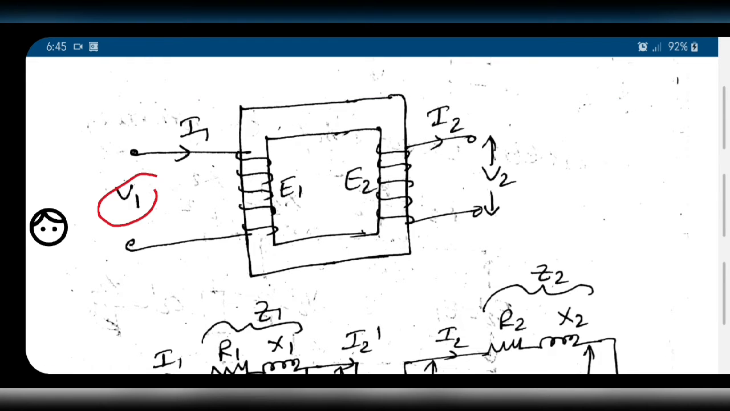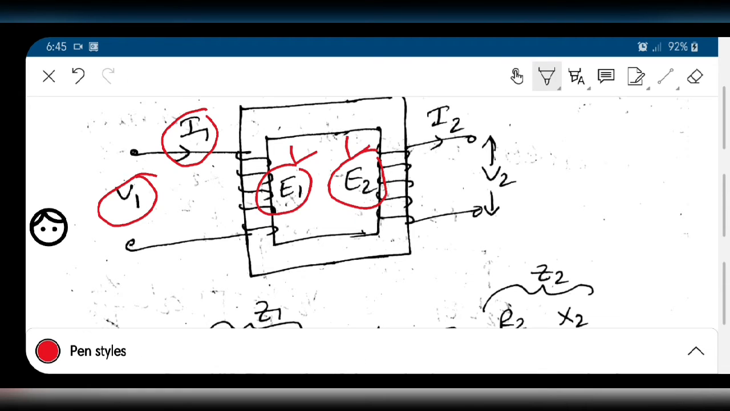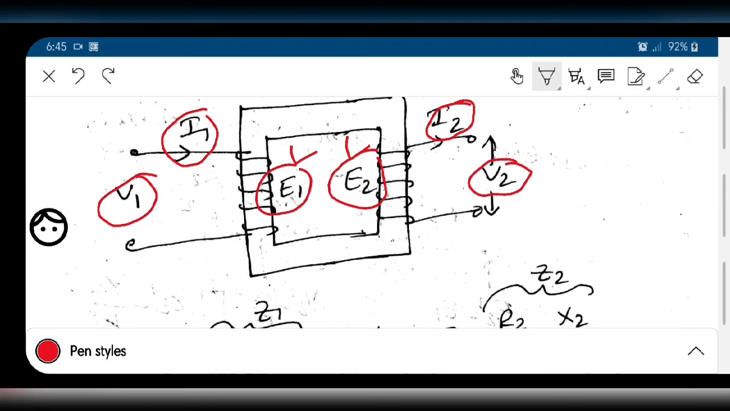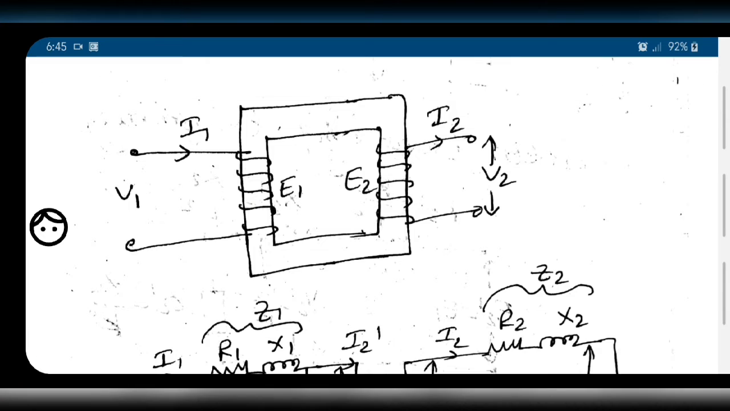So this is the primary input voltage. V1 is primary input voltage or primary voltage. I1 is primary current. E1 is the primary induced EMF. E2 is the secondary induced EMF. These two are induced because of the induction phenomena. And V2 is the secondary voltage. I2 is secondary current. So to these terminals load is connected. So this diagram, you are aware of these parameters.